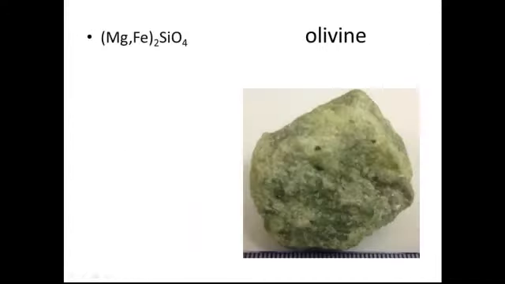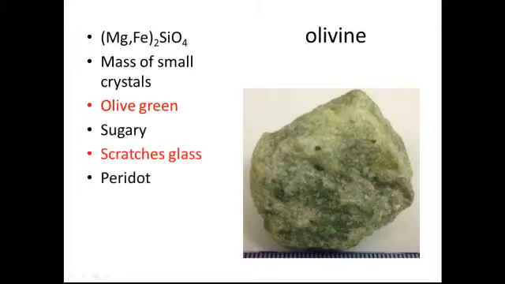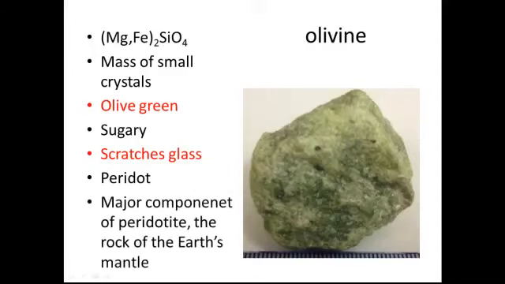Olivine, another silicate, is rarely found as a single crystal, but as a mass of crystals. That gives it kind of a sugary appearance, and the crystals tend to be olive green in color. It scratches glass. If you had a beautiful crystal of it, you would call it peridot, which is the birthstone for August. And olivine is the major component of peridotite, the rock of the Earth's mantle.